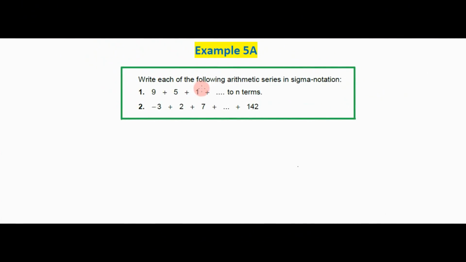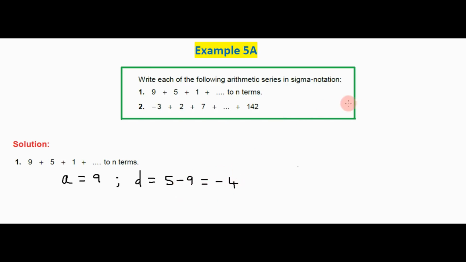In example 5.8 it says, write each of the following arithmetic series in sigma notation. Let's look at the first one. So we have the series 9 plus 5 plus 1 plus up to n terms, and we need to write this in sigma notation. We can start by writing down A and D. A is the first term, which is 9. D is the common difference, which is 5 minus 9, in other words, negative 4.